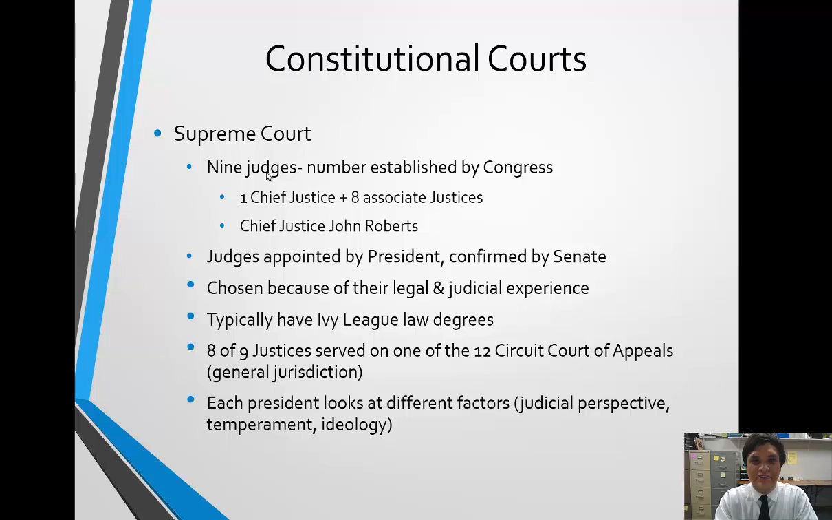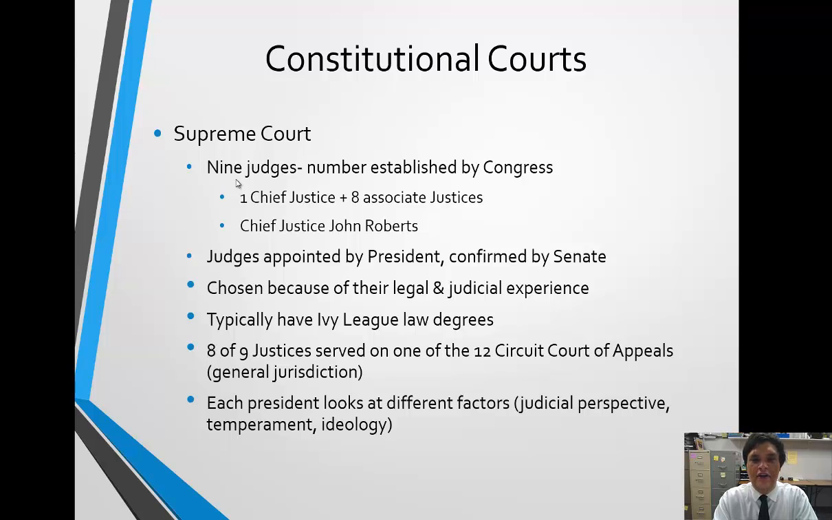I think it's very interesting because he tried to pack the court to favor his political party or his political views, and he wasn't allowed to because Congress wouldn't expand the number of judges. So we've had 9 judges for quite a while. We have 1 Chief Justice, and then you have 8 Associate Justices. Right now, currently, the Chief Justice is John Roberts, so know that for your test. Please know who the current Chief Justice of the Supreme Court is, and it is John Roberts.